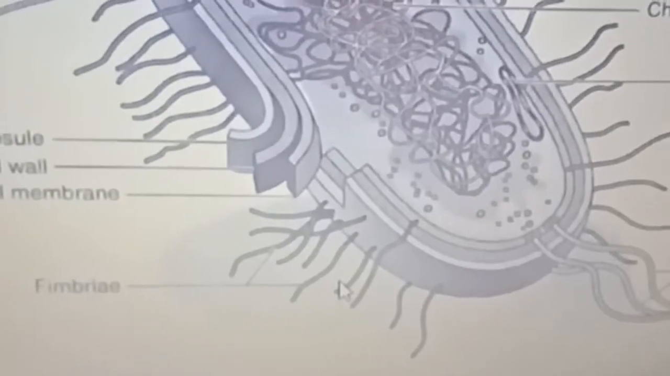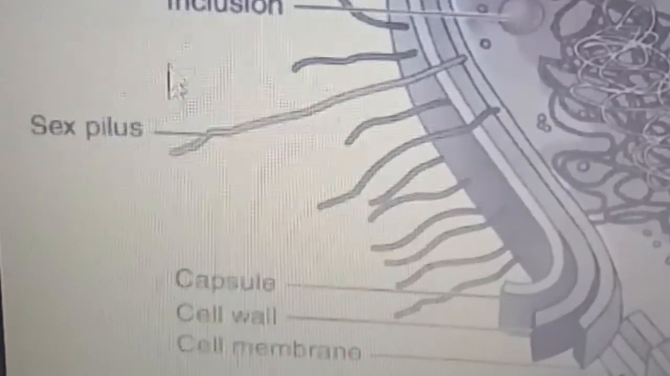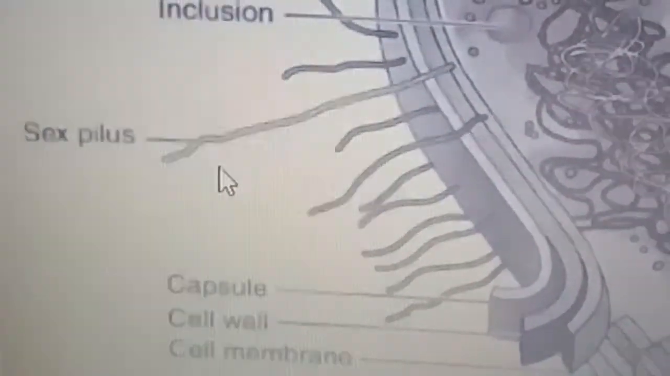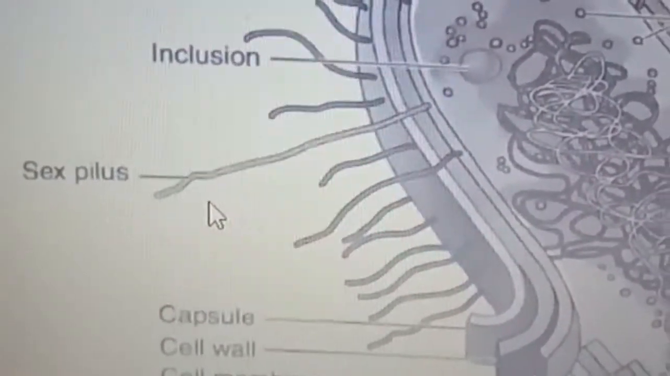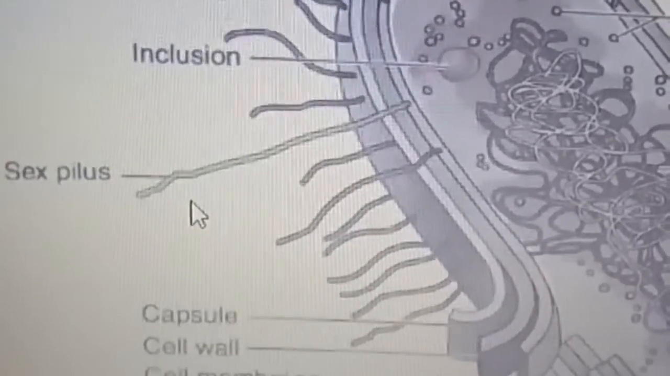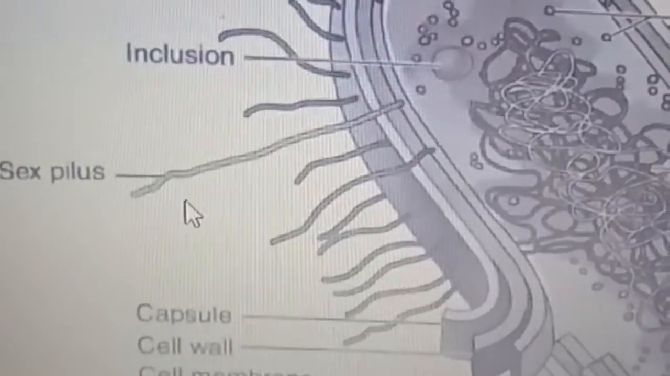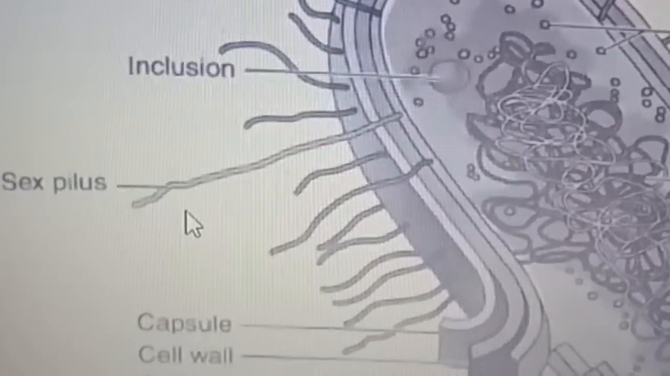Next, the sex pilus. The sex pilus is a single structure that facilitates transfer of genetic material from one bacterial cell, the donor cell, to another, the recipient cell.